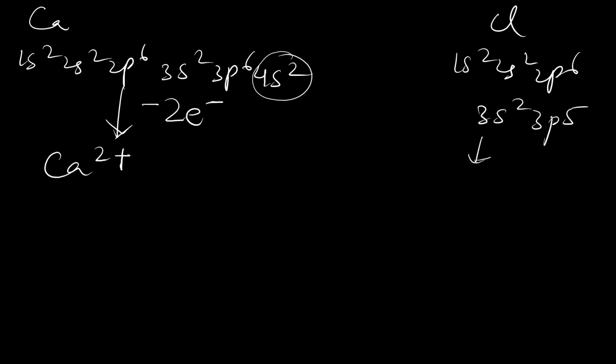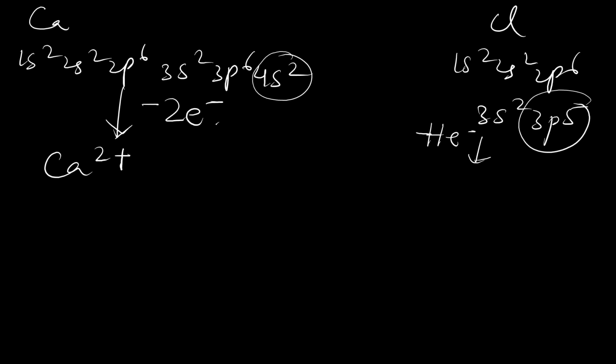Whereas chlorine needs 1 electron to attain stable gas configuration of argon. So it will gain 1 electron. But as we see, calcium is losing 2 electrons, whereas chlorine is just gaining 1 electron. But as I said, the number of electrons involved will always be same. The number of lost electrons should be equal to the number of gained electrons.